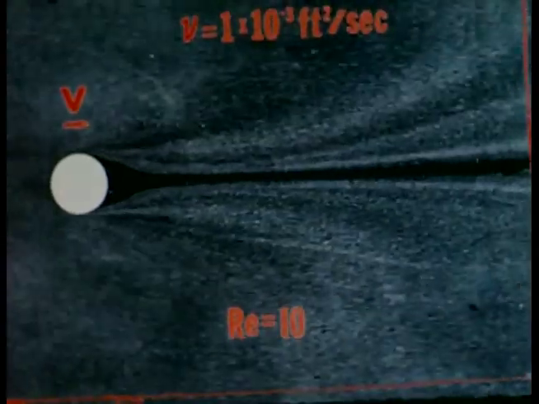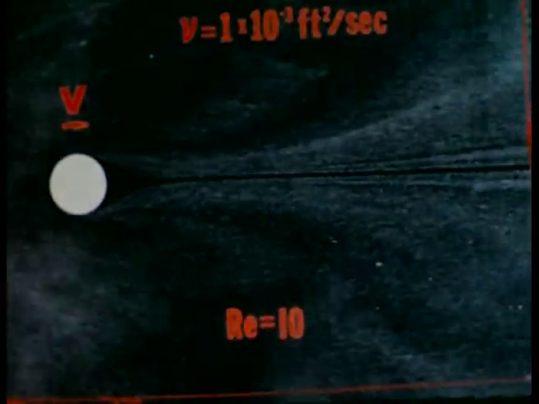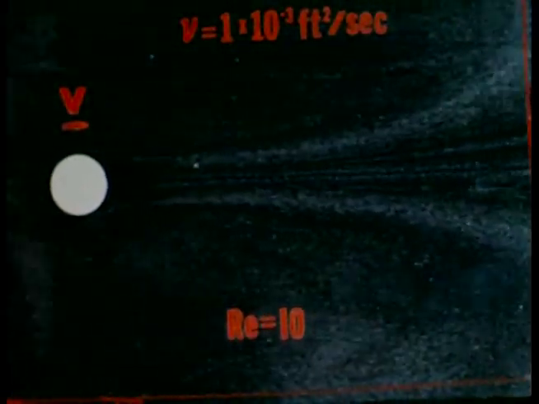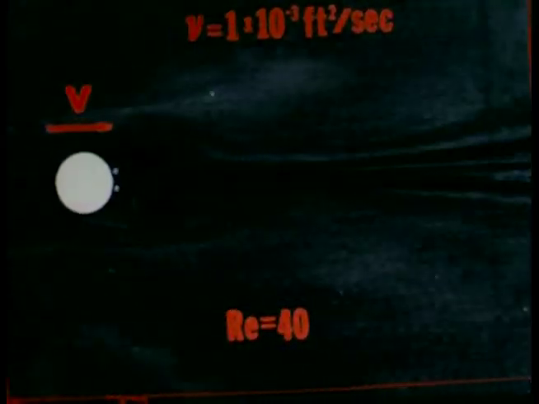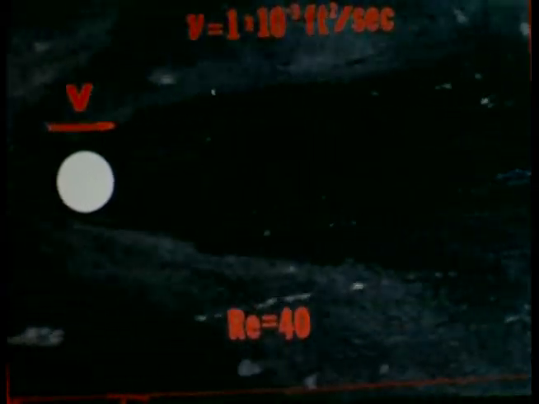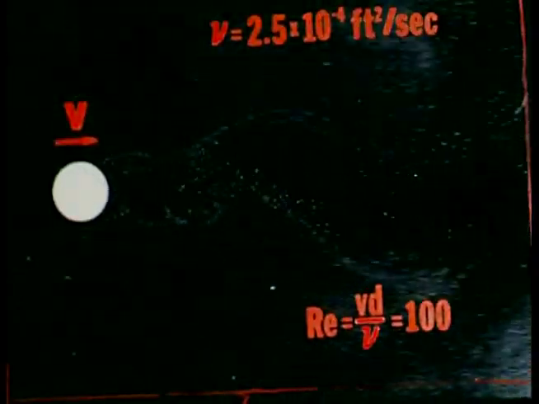Separation is absent only during the first moments after motion starts, or at extremely small Reynolds numbers in steady motion. At slightly larger Reynolds numbers, symmetrical separation and a closed wake appear, but by the time Reynolds number reaches 100, the alternating separation pattern is established.